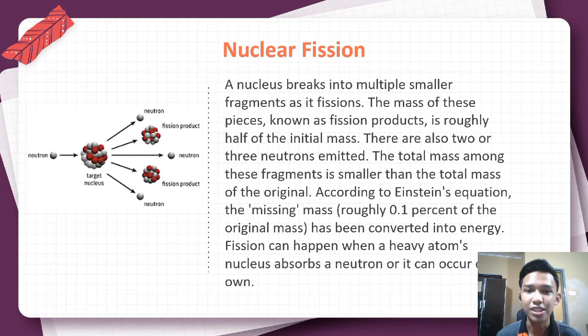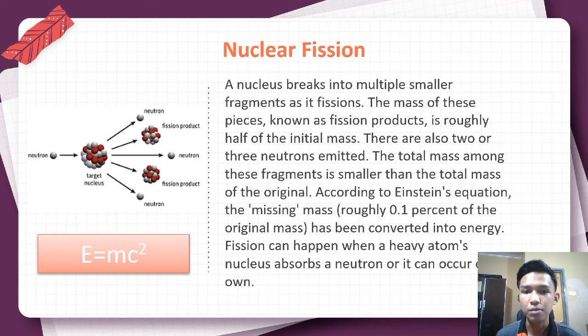Nuclear fission happens when a nucleus breaks into multiple smaller fragments as it fissions. The mass of these pieces, known as fission products, is roughly half of the initial mass. There are also 2 or 3 neutrons emitted. The total mass among these fragments is smaller than the total mass of the original. According to Einstein's equation, the missing mass, roughly 0.1% of the original mass, has been converted into energy. Fission can happen when a heavy atom nucleus absorbs a neutron, or it can occur on its own.